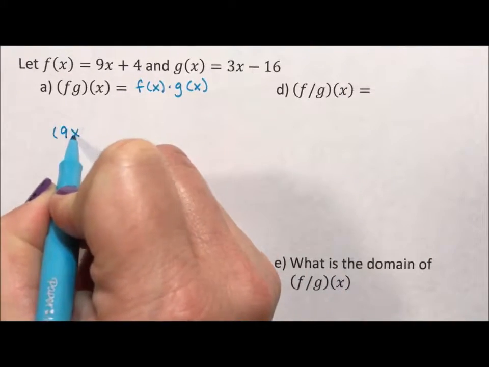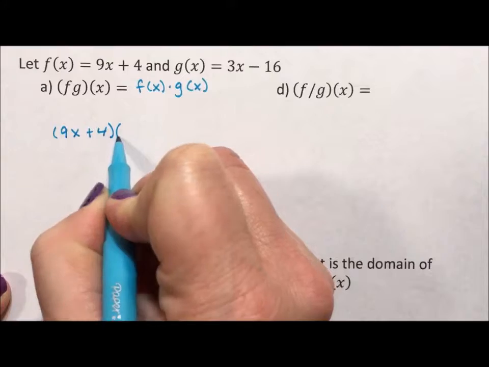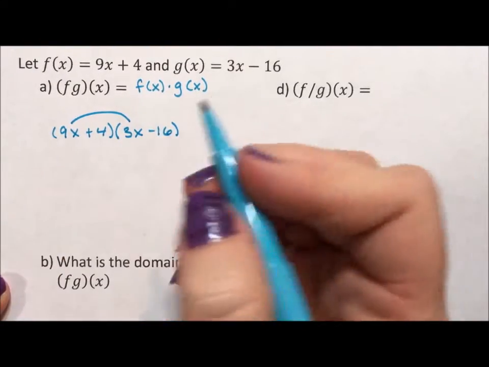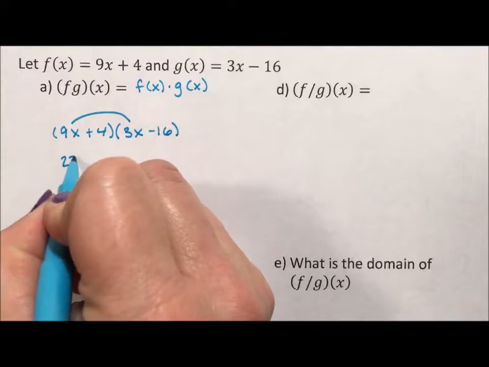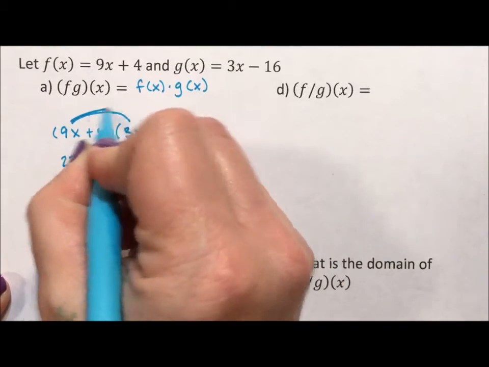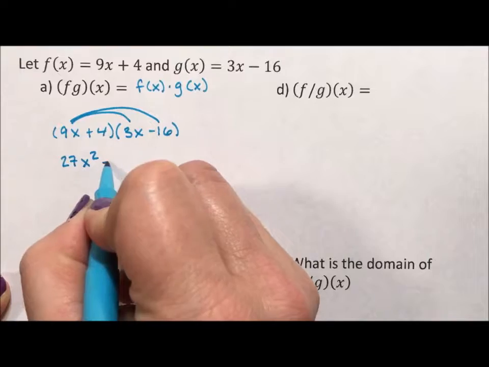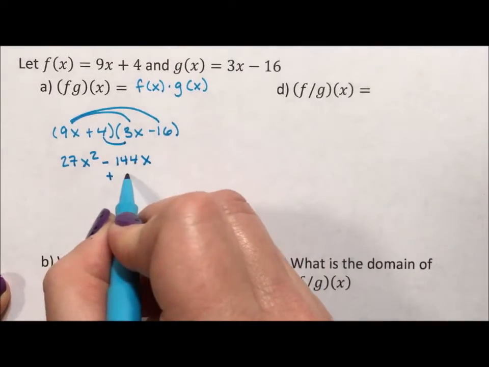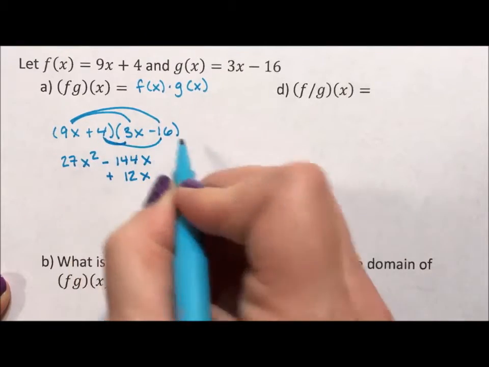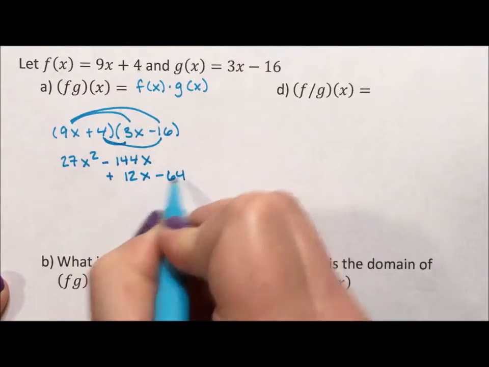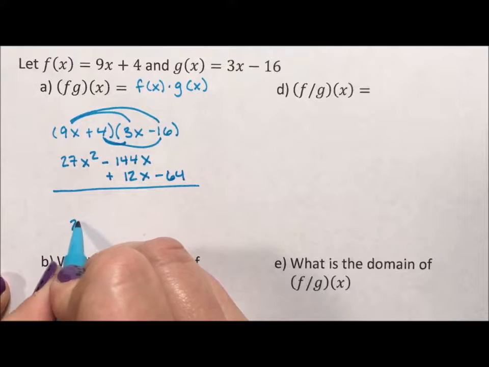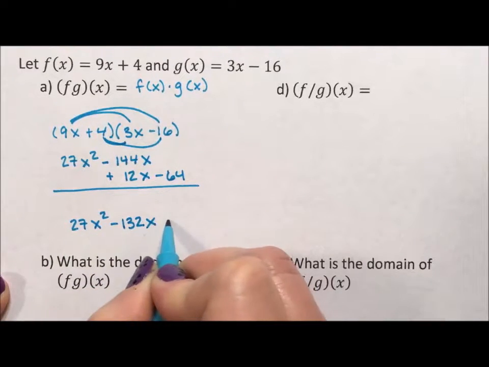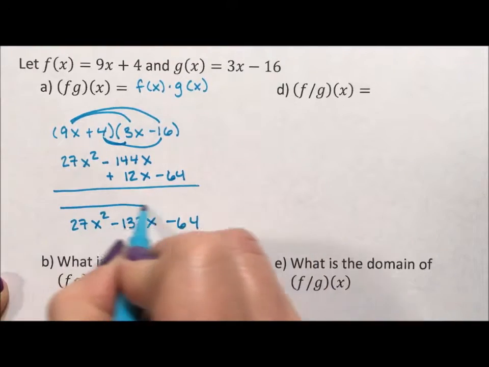So I have 9x plus 4, f of x, times 3x minus 16. So 9x times 3x is 27x squared. 9x times 16 is a negative 144x. 4 times 3x is a plus 12x. And 4 times a negative 16 is a negative 64. And when I add together, I get 27x squared minus 132x minus 64.